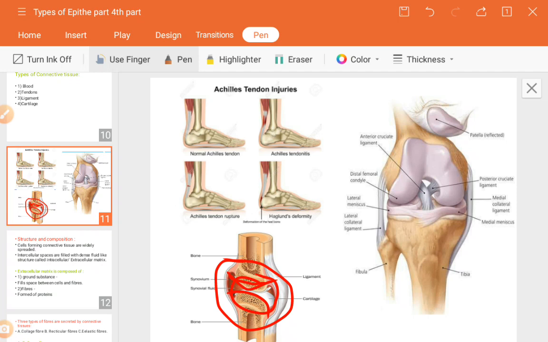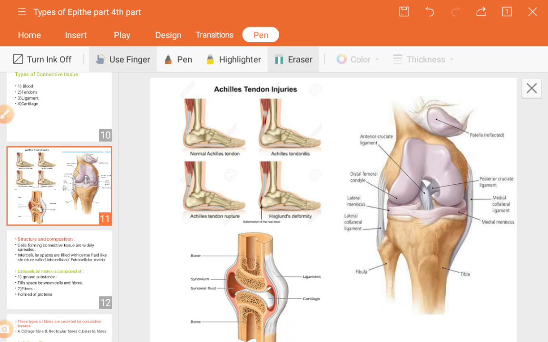Next, the structure of cartilage: the extracellular matrix is made up of a solid matrix consisting of proteins and sugars. See guys, the matrix of cartilage is made up of proteins and sugars. Next, cells embedded in the matrix. The cells embedded in the matrix, those cartilage cells, are called chondrocytes.